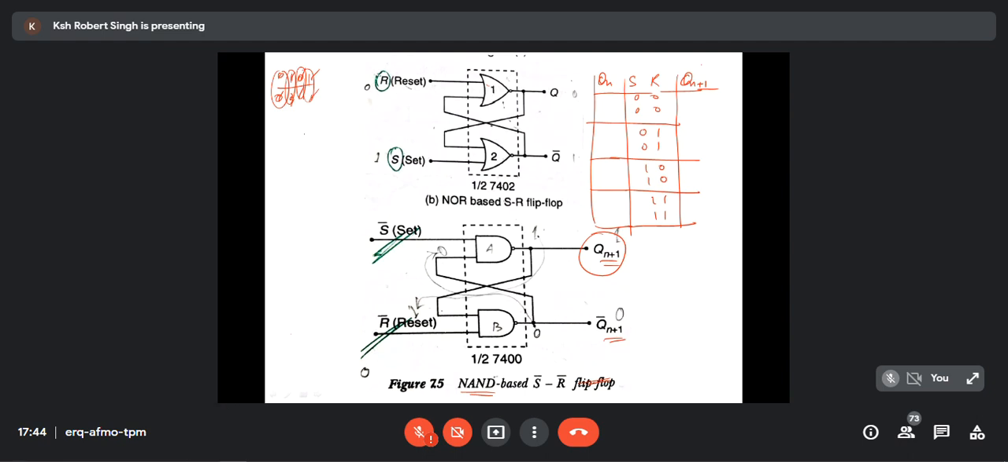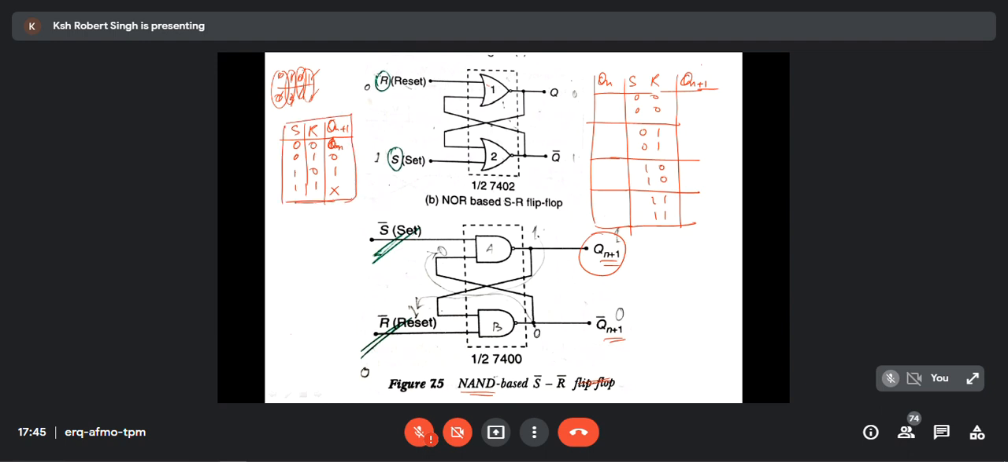As for the SR flip-flop, we have to memorize it, in the sense that we should know it: 0 0, 0 1, 1 0, 1 1. We know that Q of N plus 1, the next state, for 0 0 is no change; the previous one, QN, will appear again. If R is 1, this is reset. If S is 1, this is set. This is forbidden. It's very simple to remember. This is the truth table.